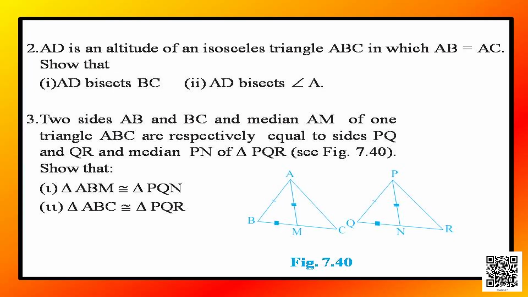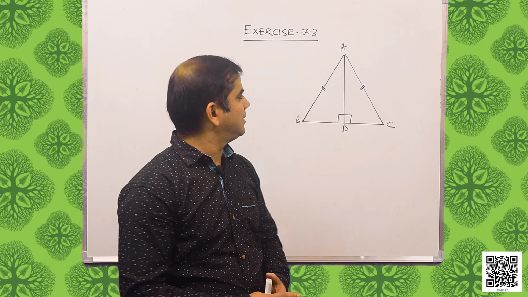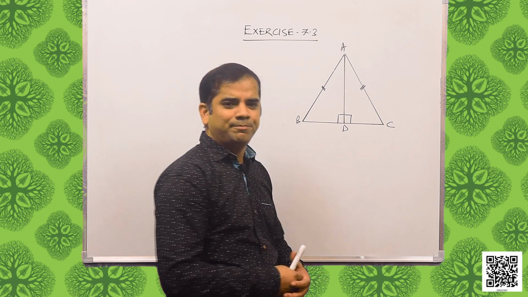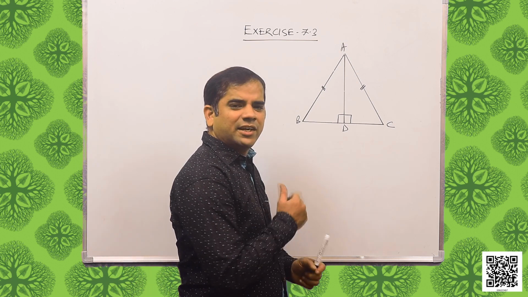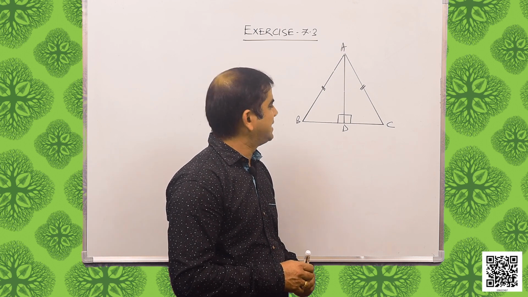What does it say? AD is an altitude of an isosceles triangle ABC in which AB is equal to AC. Show that AD bisects BC and AD bisects angle A. Okay. So, let us discuss the solution. Students, as per the given data, I have constructed a diagram. So, let us consider triangle ABD and ACD.